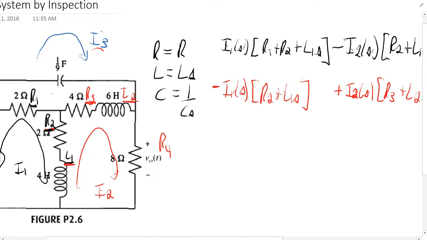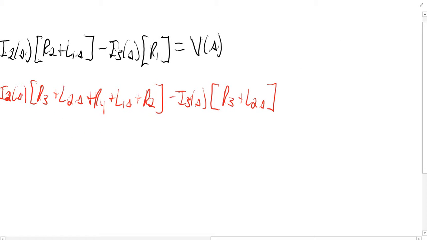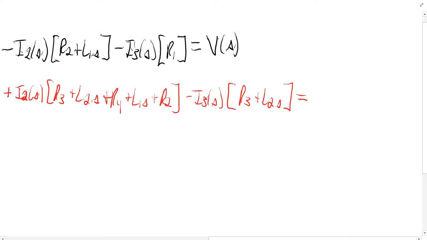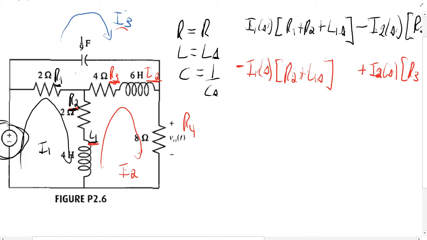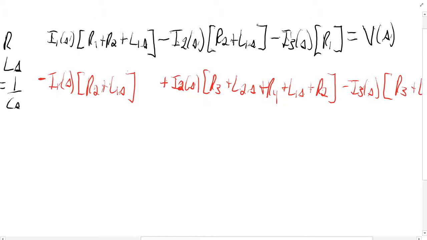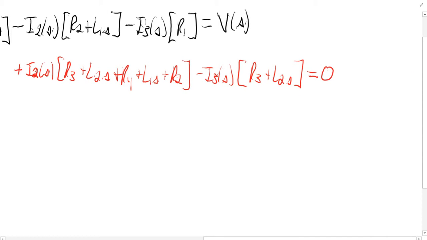Now we're gonna see what inputs we have on I2, which in this case we don't have any, since there is no voltage sources or current sources within the loop. So it's just equal to 0.